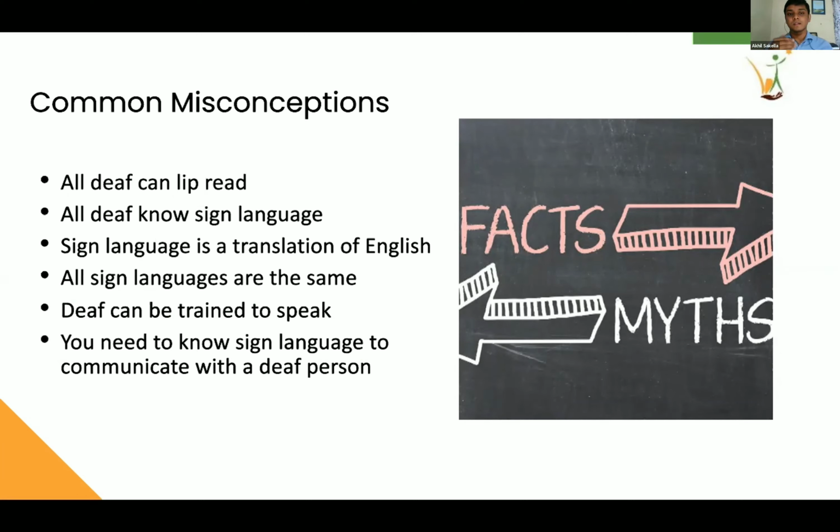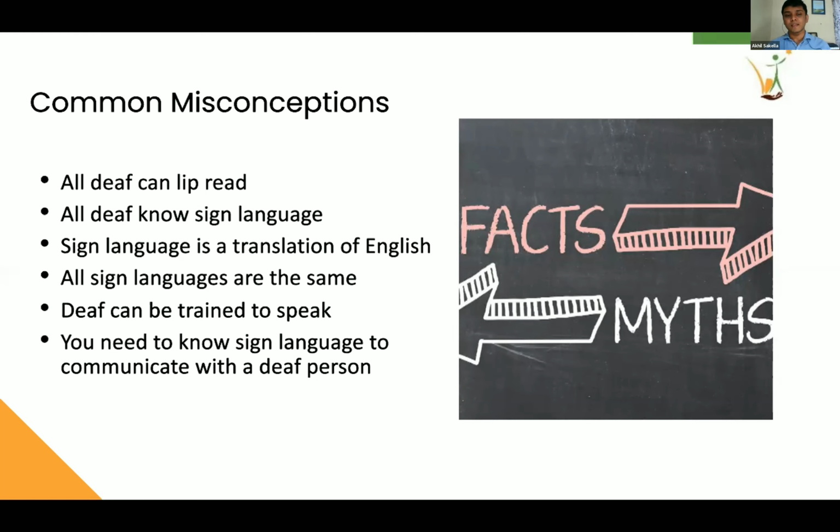The next misconception people have is that sign language is just a translation of English. No, it's not that way. Just like any other language, like Hindi or Tamil or German, French, in the same way sign language is another language by itself, and it has its own grammar rules. And also people think that all sign languages are the same. No. Just to give you one difference, in Indian sign language we use a two-handed alphabet, and in American sign language they use a single-handed alphabet. There are many types of sign languages, more than 100. So not all sign languages are the same.